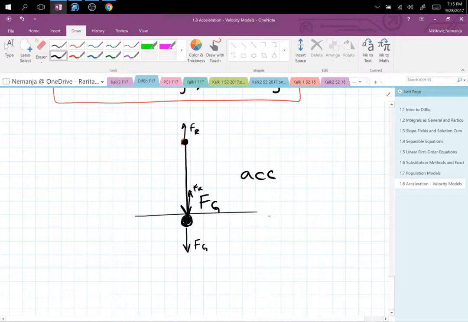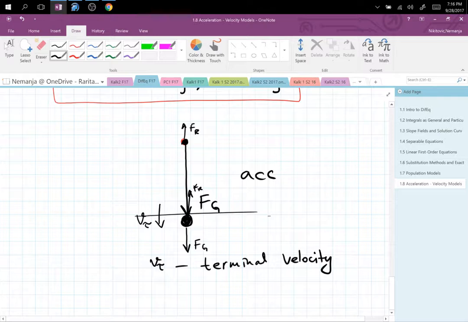Now remember that the object already had velocity, and that velocity we call velocity tau, velocity terminal. Tau is the Greek equivalent of t. So that tau is what we call terminal velocity.